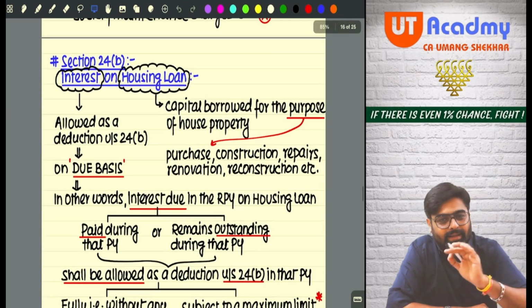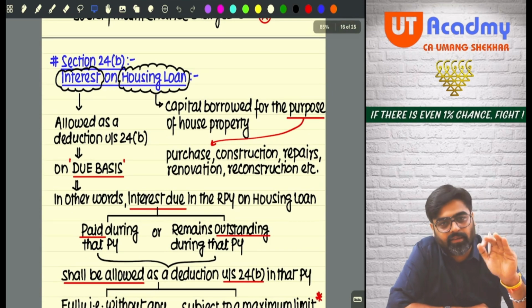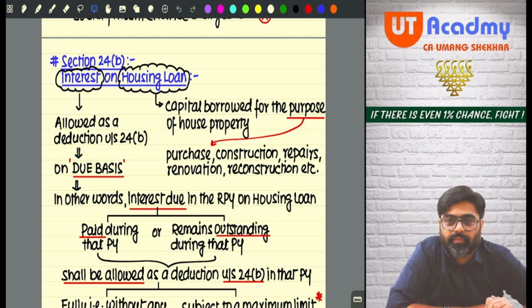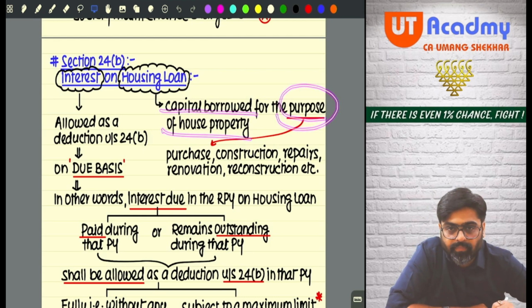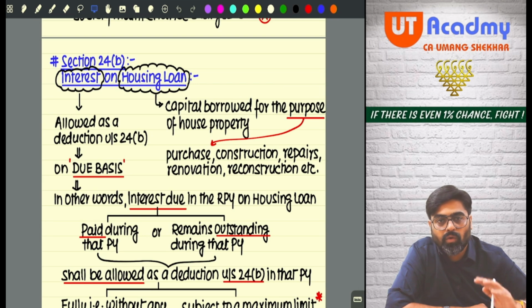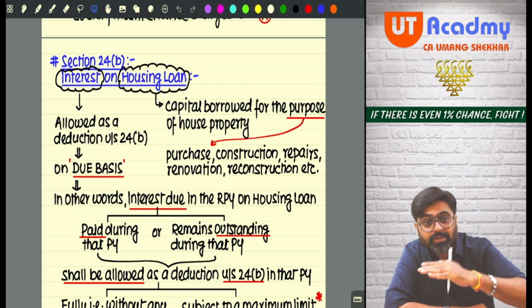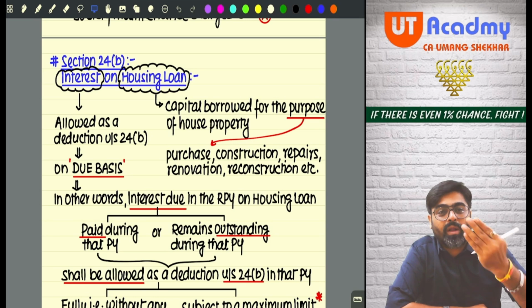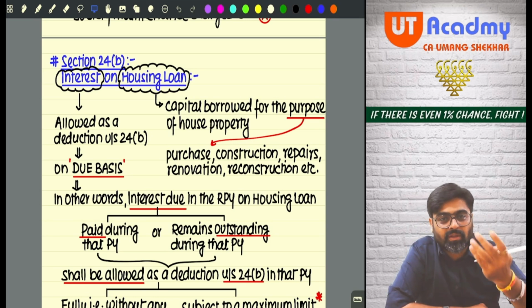Now see, under section 24, clause B says that you are going to get the deduction for interest on housing loan. So you are supposed to take a housing loan. What is a housing loan? A housing loan is nothing but capital which you borrow for the purpose of house property. For example, purchase of house property, construction of house property, repair of house property, renewal of house property, renovation of the house property, reconstruction of the house property, etc.